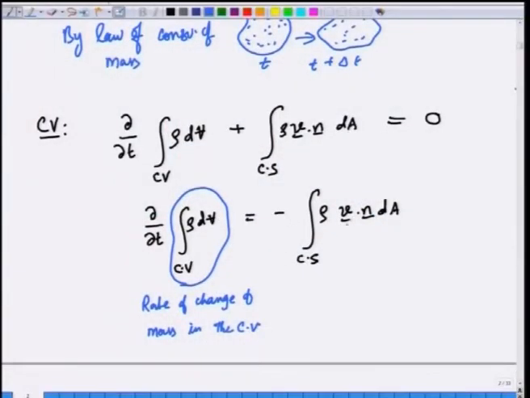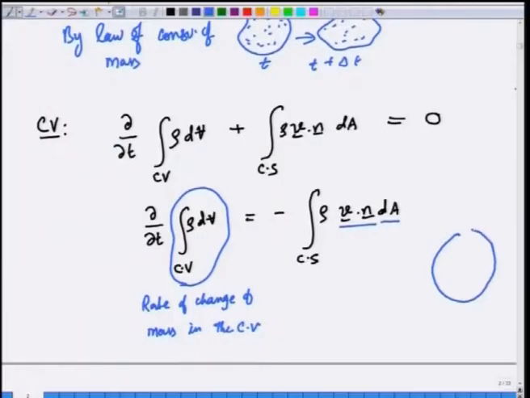So, what is the right side? V dot n is the normal component of the velocity, times dA is the volumetric flow rate over a tiny part of the control surface. So, if you look at a control volume like this, and take a tiny area dA, the net volumetric flow rate is V dot n dA. Now, times rho will be the net mass flow rate, and integrated over the entire surface it will give you the total net mass flow rate in or out of the system.